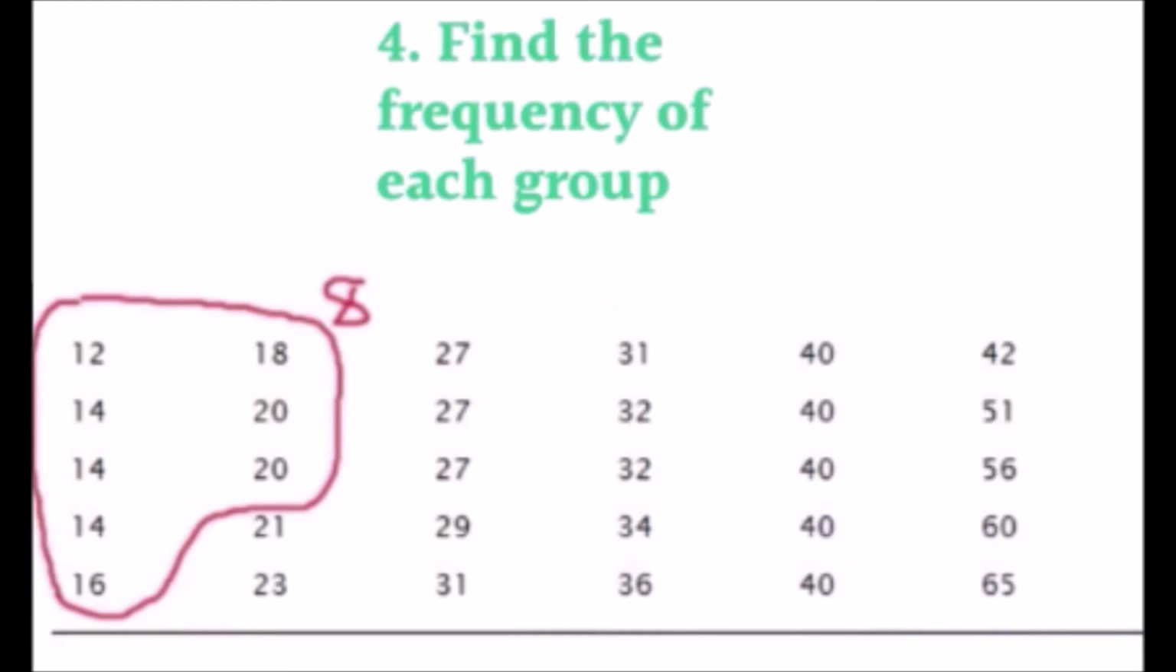This is probably the most tedious and the main reason why it is unrealistic to make a frequency distribution or histogram by hand for a very large dataset. We're going to count how many points are in each group. Let's start with our first group, 12 to 21. We want to count how many points are between 12 and 21, not including 21.